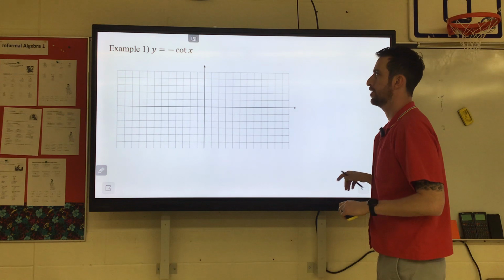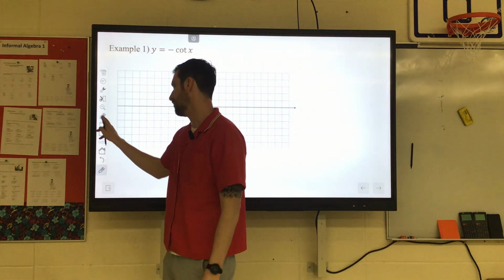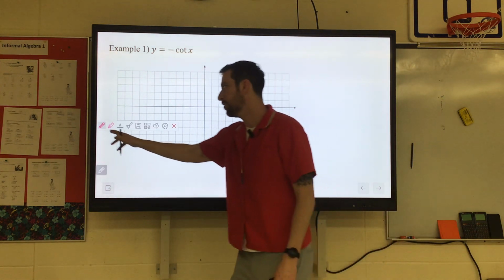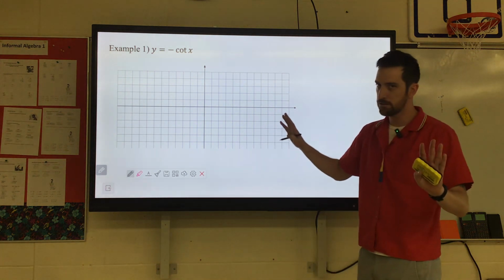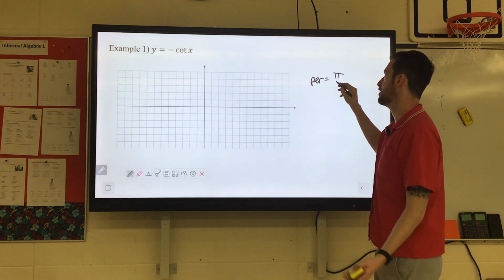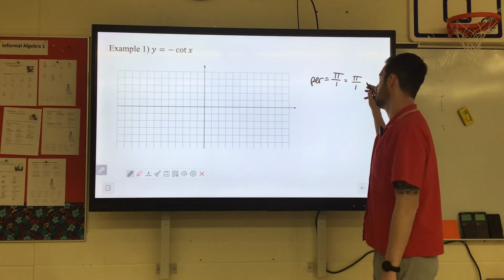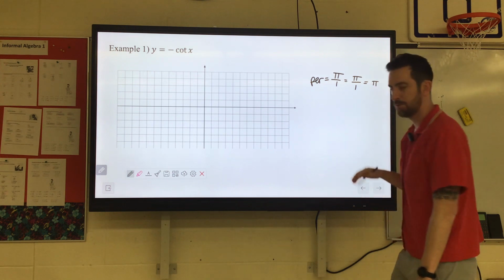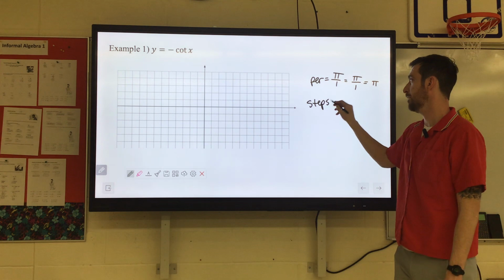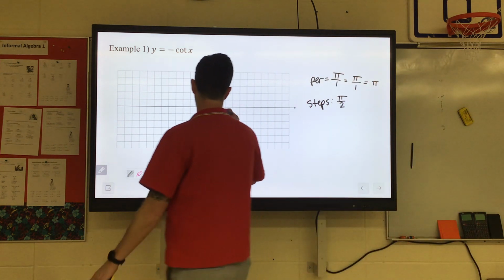Oh, geez. This one's boring. It's just the cotangent reflected, so it's going to look similar to a tangent. So we'll check our period first, because that's what we should always do. Period is pi over b. B in this case is 1. So we have pi over 1. Period is pi. Our steps are going to be half of that. So pi divided by 2. So just like the unit circle, we're marking every pi over 2.